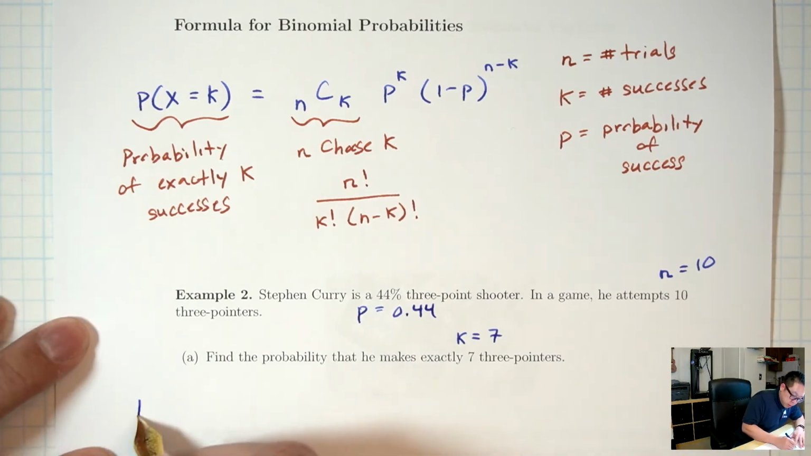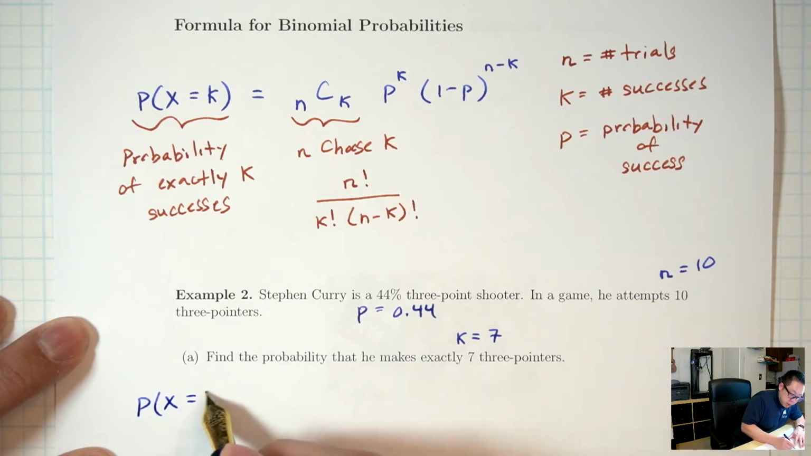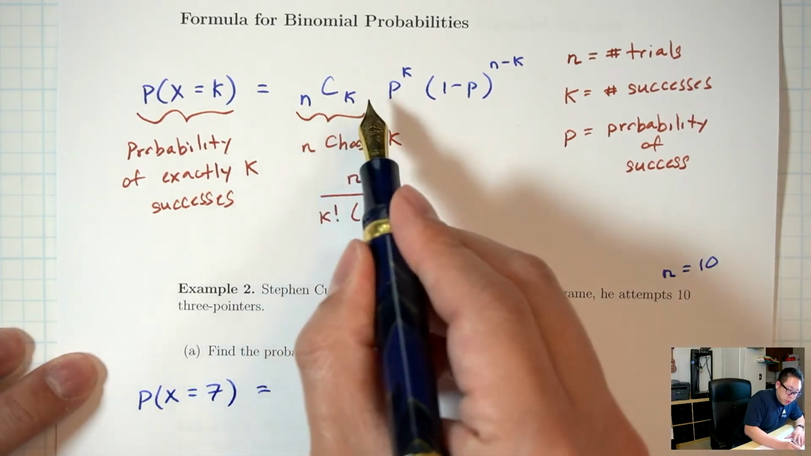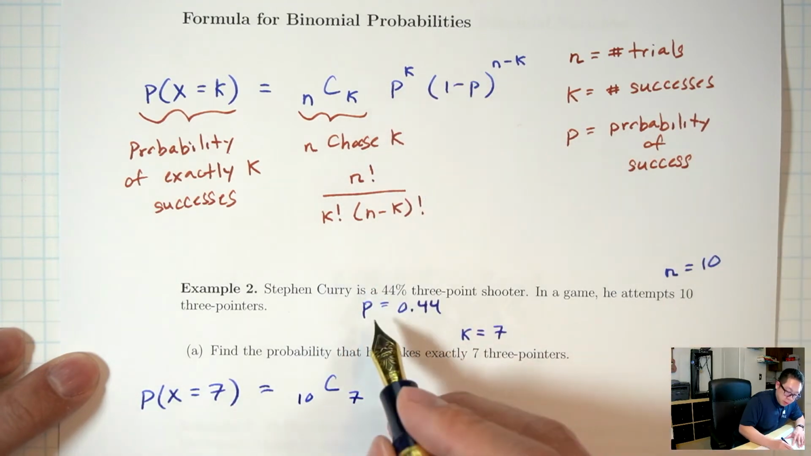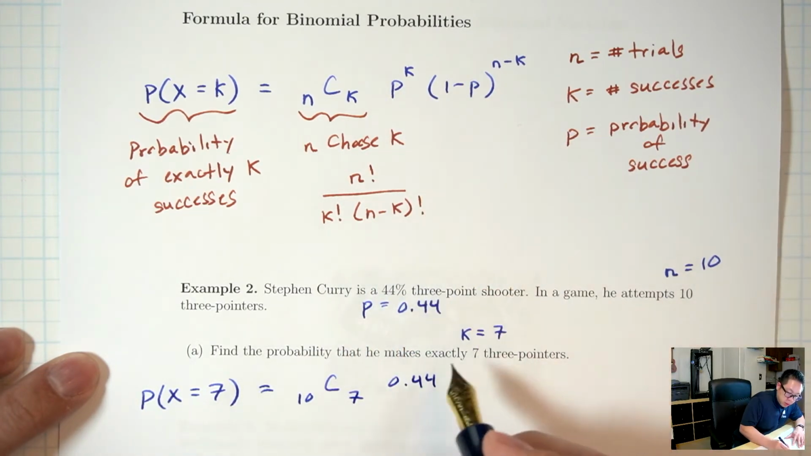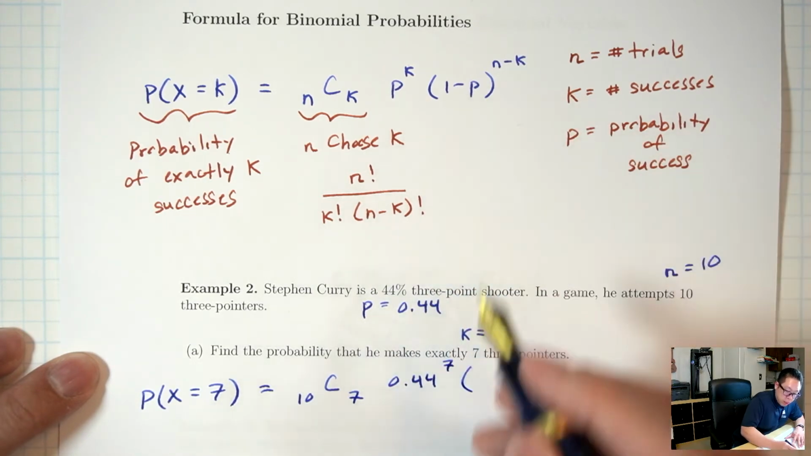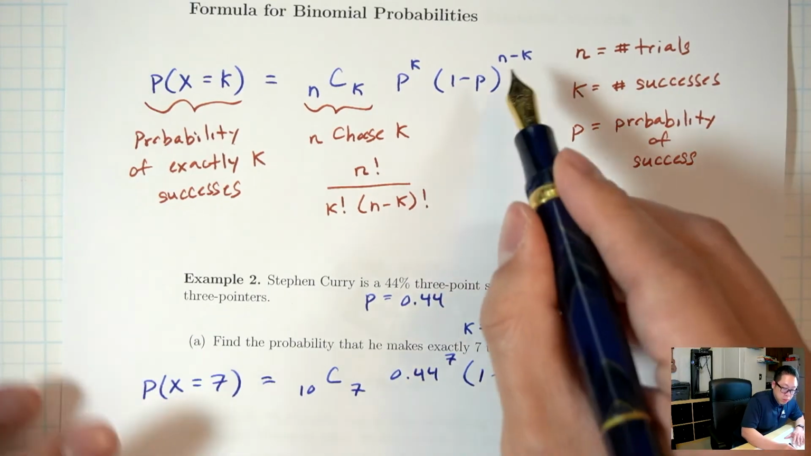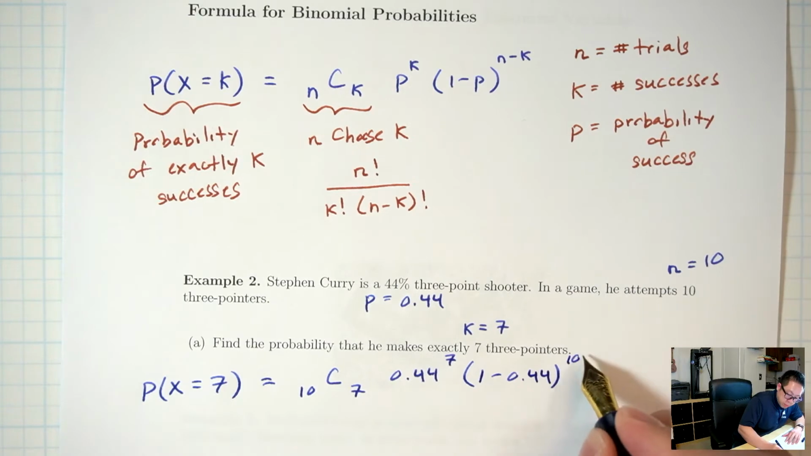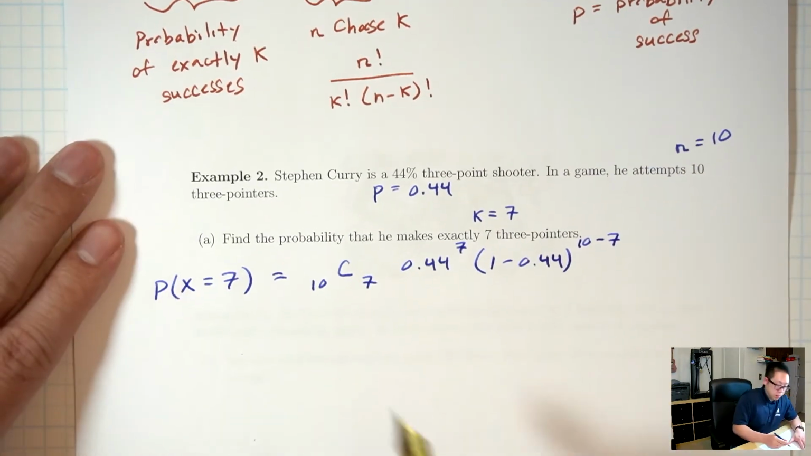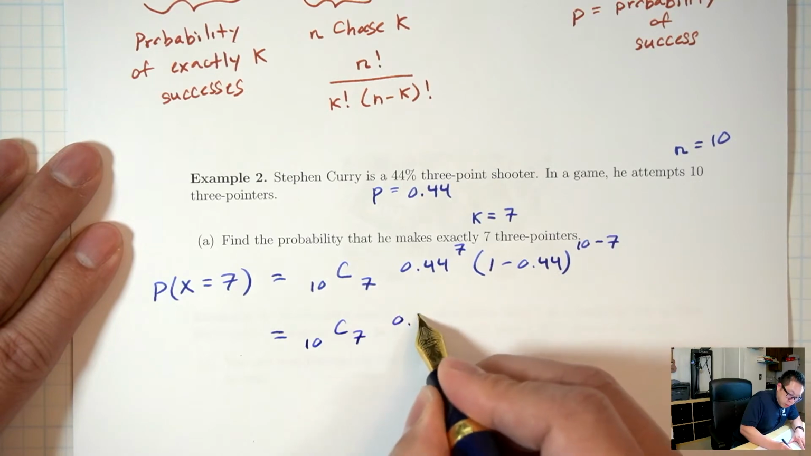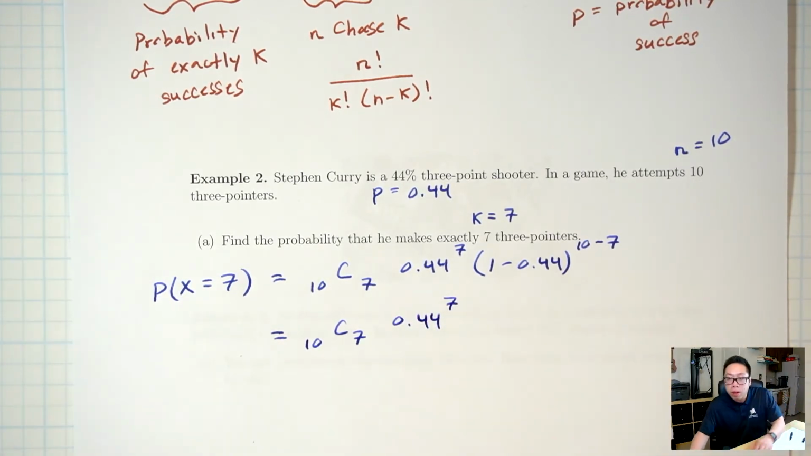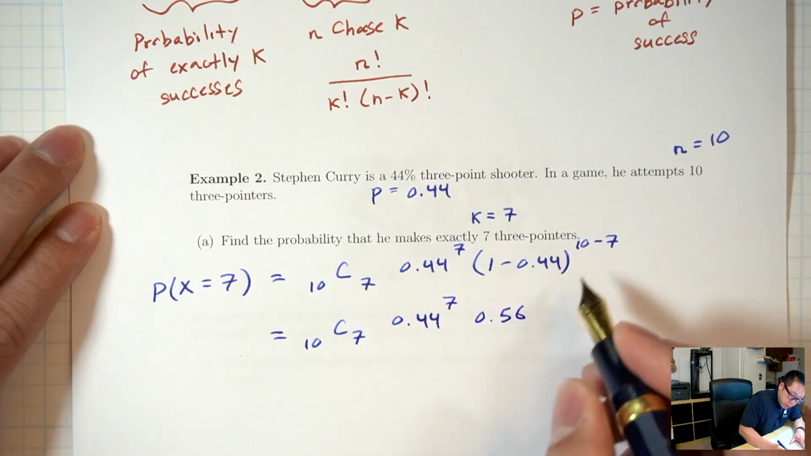Okay. Plug into the formula. So we're looking for the probability of X equals, our k here was 7. N choose k. In our case, it's going to be 10 choose 7. p to the k, 0.44 to the 7. And then 1 minus p, 1 minus 0.44, to the n minus k, 10 minus 7. Okay, so let me simplify this part a little bit. So we have 10 choose 7, 0.44 to the 7. 1 minus 0.44 I'm going to do here is 0.56. And then 10 minus 7 is 3.